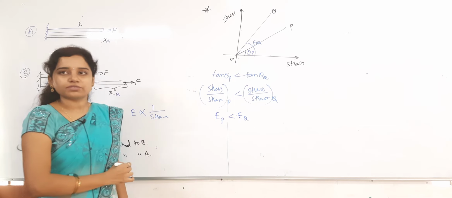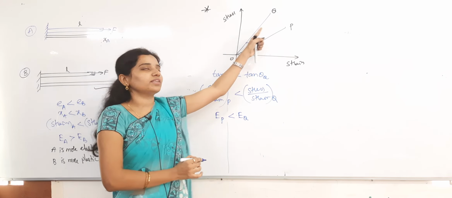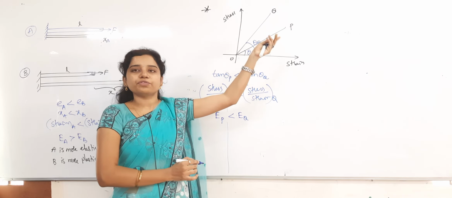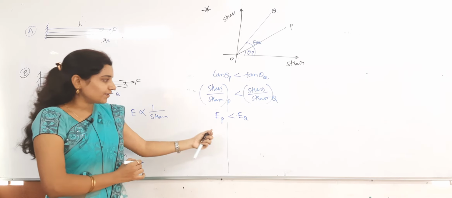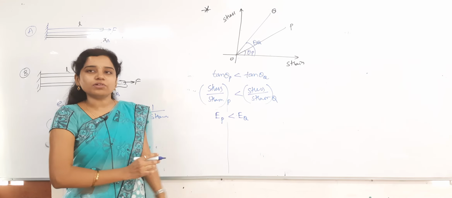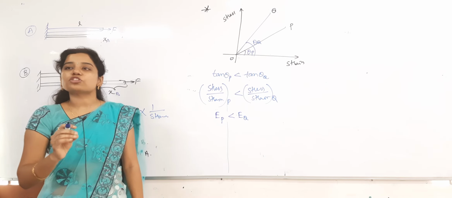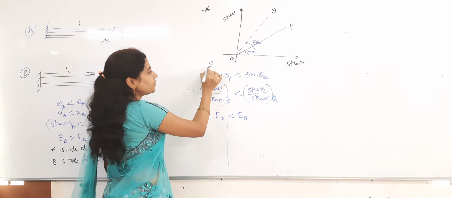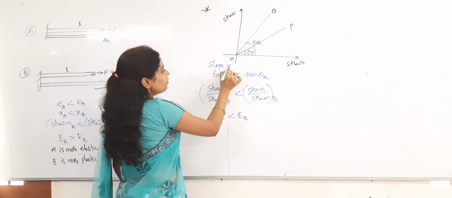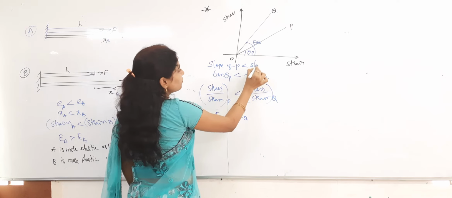That is how you have to solve. Clear? They will give a number of materials here, not only P and Q. They will give 4, 5 also. So you always have to remember that E_P is less than E_Q. It is purely depending on slope only. The slope of P is less than the slope of Q.